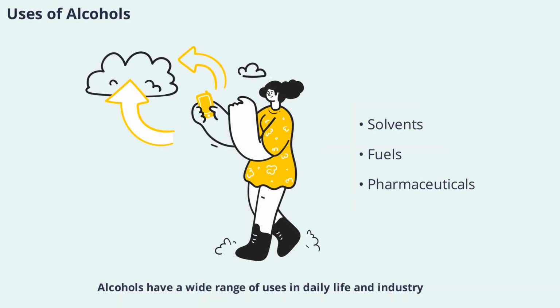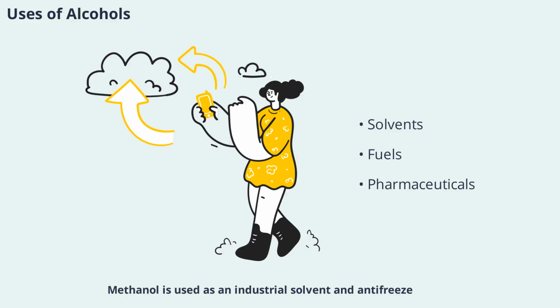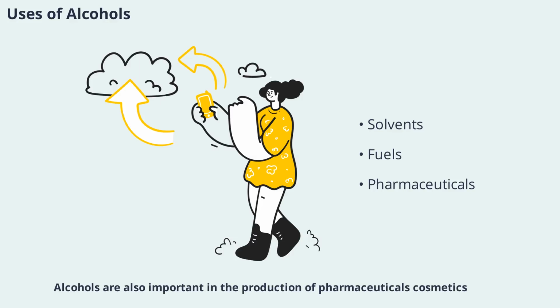Alcohols have a wide range of uses in daily life and industry. Ethanol is commonly used as a solvent, fuel, and in alcoholic beverages. Methanol is used as an industrial solvent and antifreeze. Alcohols are also important in the production of pharmaceuticals, cosmetics, and disinfectants. Their versatility and reactivity make them valuable in many chemical processes and products.